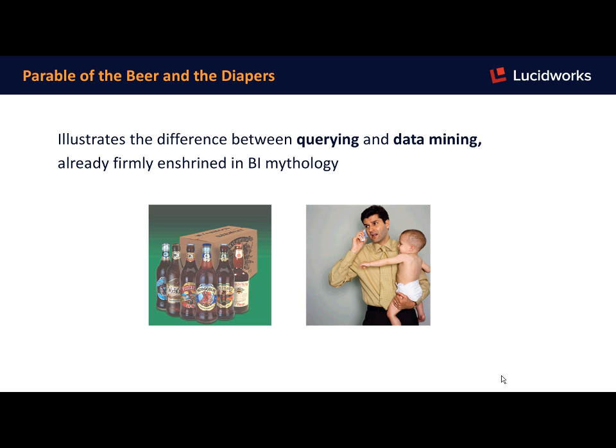Legend has it that based on that information, they moved the premium beers to the end of the aisle where the diapers were, and sales of both went up. Now, whether or not that's true, there's really no evidence of that fact. But the point is that no one had predicted that kind of result. So no one would have been able to ask the question about beer and diapers in the first place without having mined the data. And the difference here is between data mining and querying.